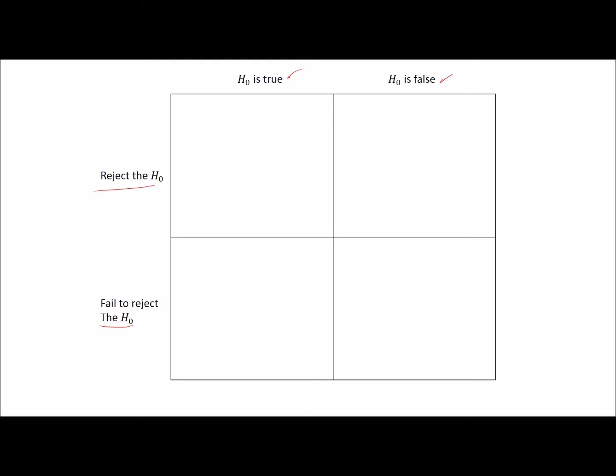So let's start with the combination of the null is true, and we're going to reject it. Well, in that particular situation, the truth is there is no difference between these two groups. The research concludes that there is a difference. So truth is there's no difference, but our research conclusion says that there is a difference. If that happens, you have what we call a type 1 error. Not so good.